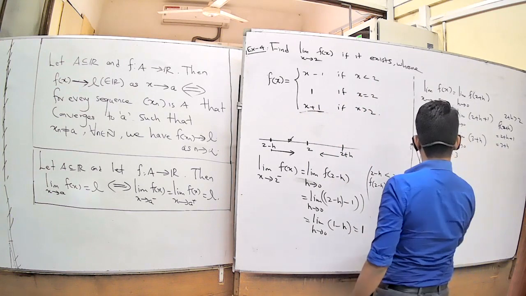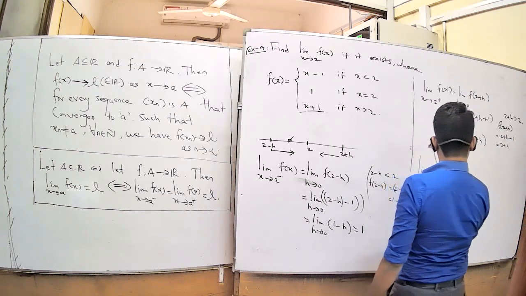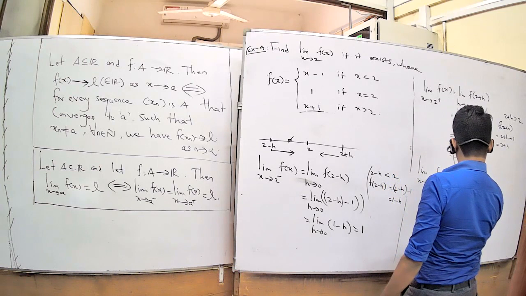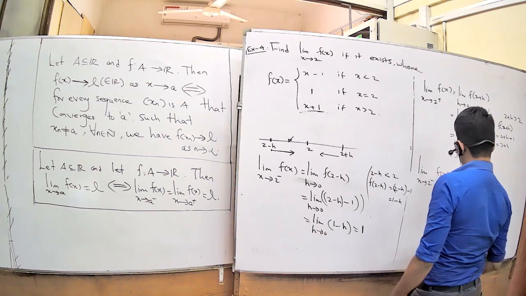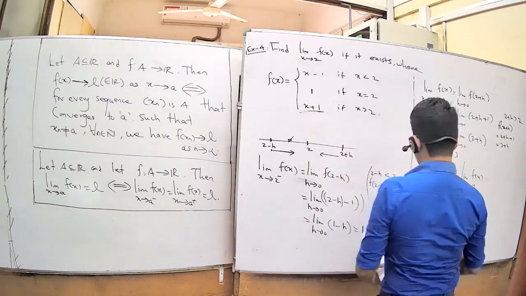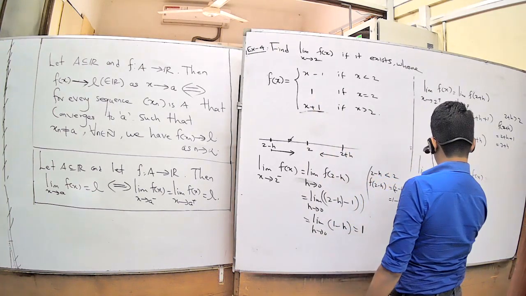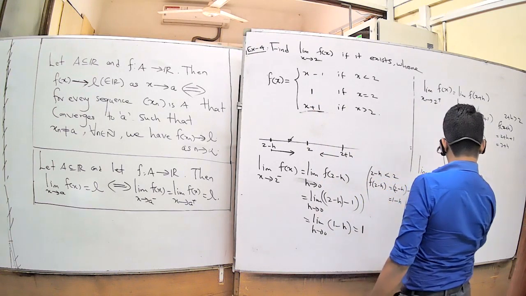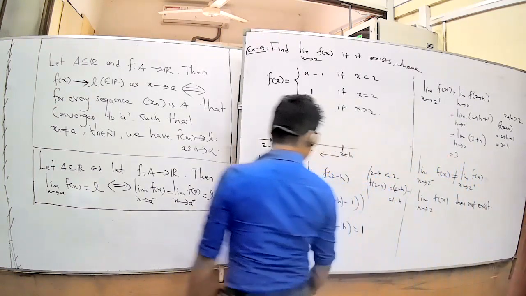The limit as x tends to 2 minus of f of x does not equal the limit as x tends to 2 plus of f of x. Here, what is your L? L is 1, but this one is not equal to 1. Therefore, the limit of f of x as x tends to 2 does not exist.